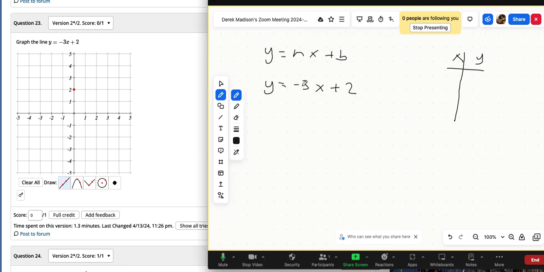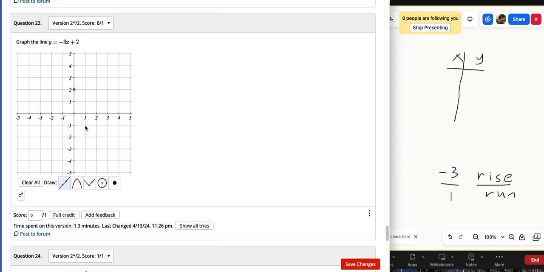And then from there, the slope being negative 3, let me write that over here. So negative 3 over 1, if we want to think of that 1 down there. Remember, this is our rise and our run. So if we're starting at 2, we would run 1 and then rise negative 3. And that would be our next point.